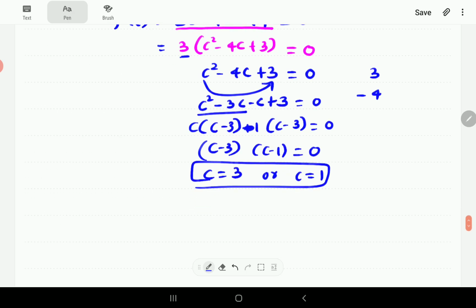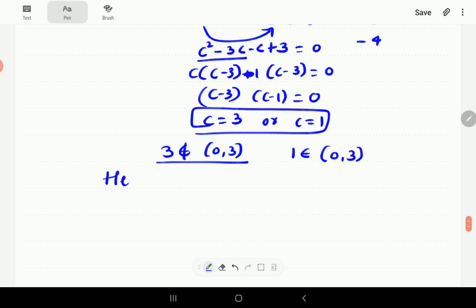So out of c equal to 3 and c equal to 1, we know that 3 cannot belong to the open interval 0 comma 3, right? So therefore the remaining value is 1, which belongs to 0 comma 3. So hence we have got one value which belongs to the open interval. Therefore we say that Rolle's theorem is verified.